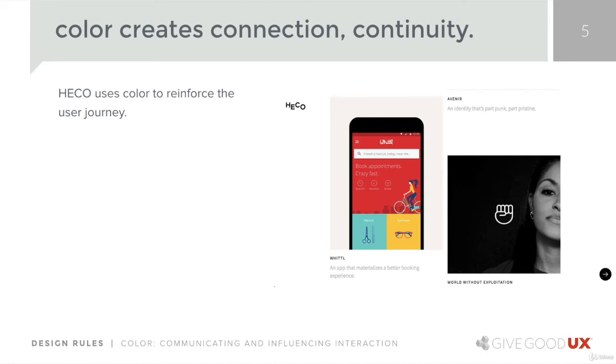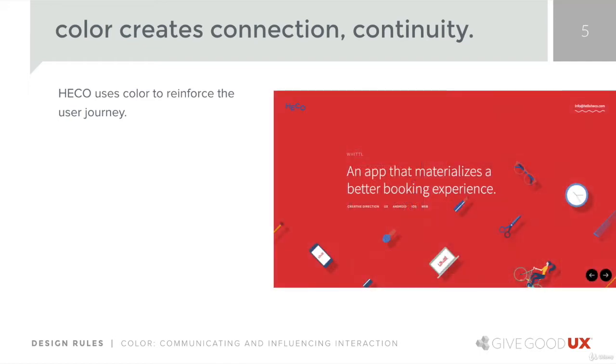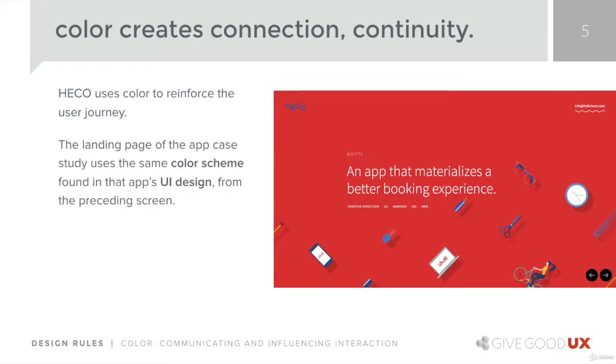Take a look at the app UI on the left. Notice how the majority of that UI is this red color. They're showing you an example of an app that they built. Now, when I tap that to read the case study, I get this. So here's what they did. The landing page of that app case study uses the same color scheme that we saw in the app's UI design, right, from the preceding screen.